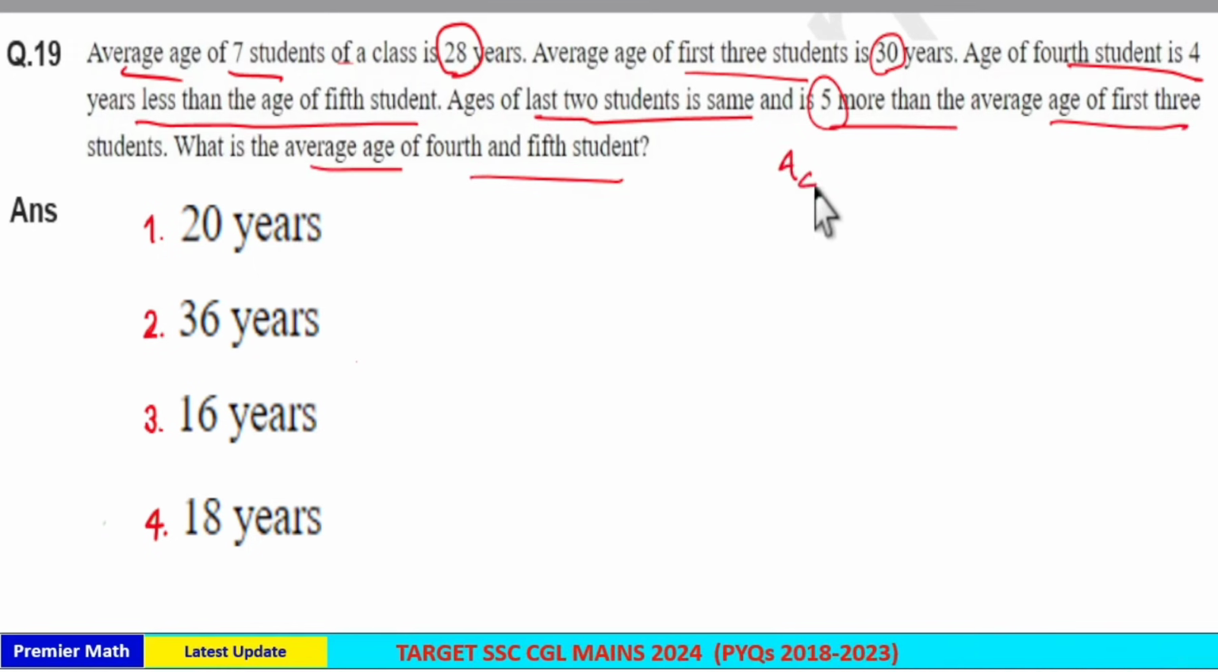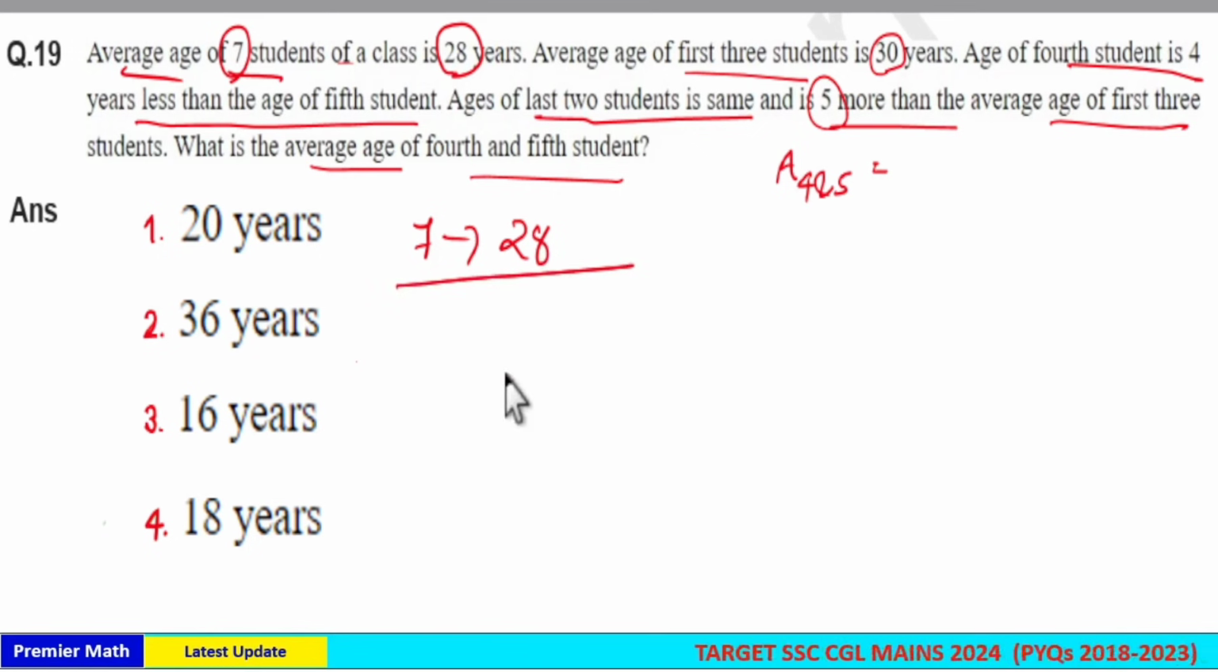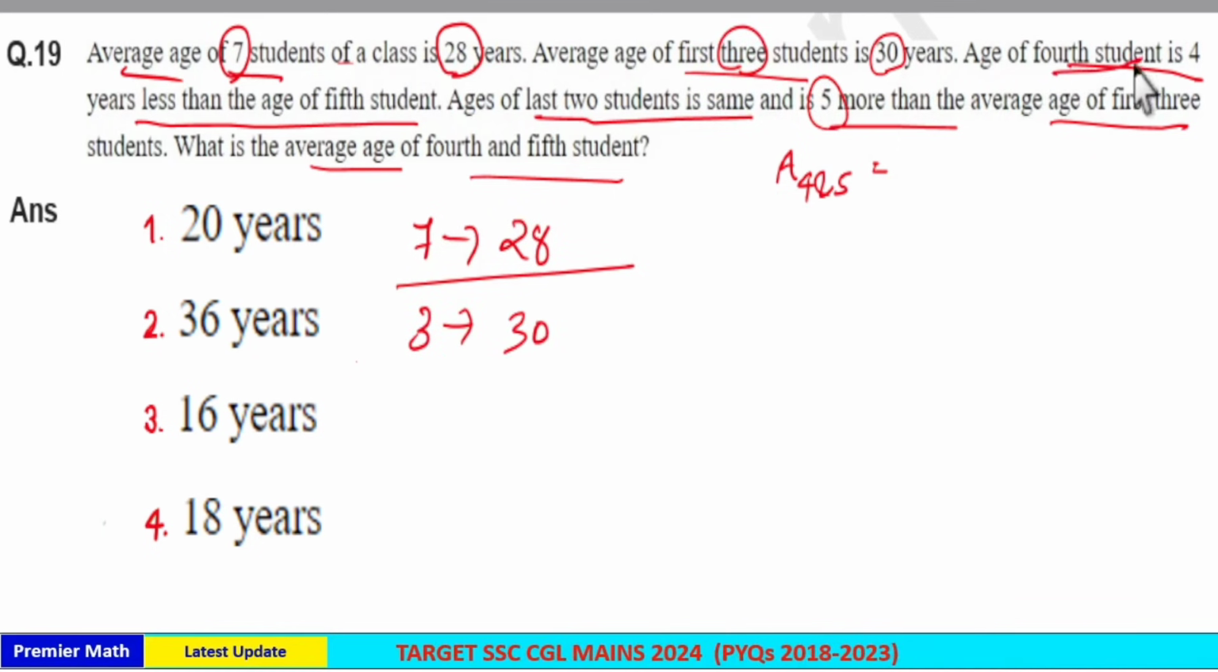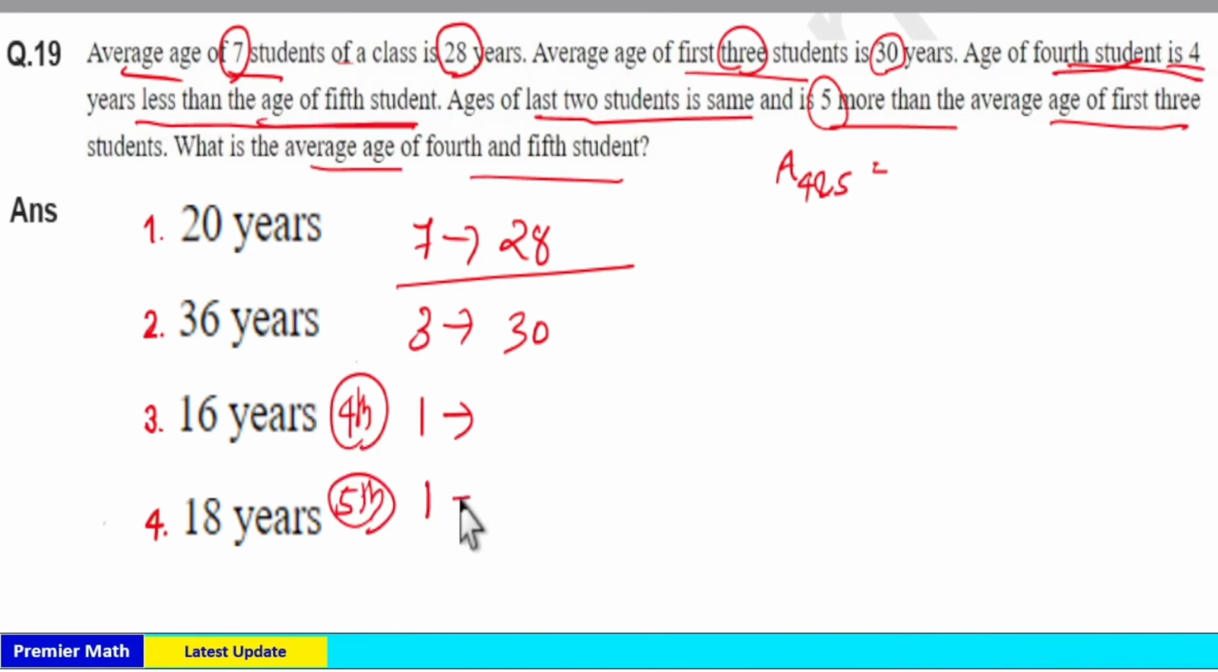Here we have to find the average age of 4th and 5th students. There are total 7 students and their average is 28 years, so take this as the common average. Now out of the 7 students, first 3 students' average is 30 years. And age of 4th student means only 1 student, number is 1. And age of 4th student is 4 years less than age of 5th student. So consider age of 5th student, only 1 student, as x. Then age of 4th student is 4 less than x, that is x minus 4.